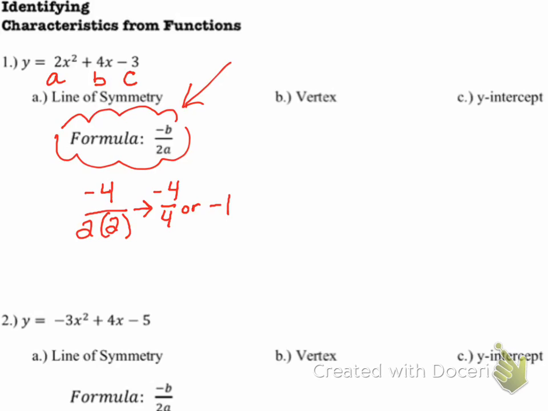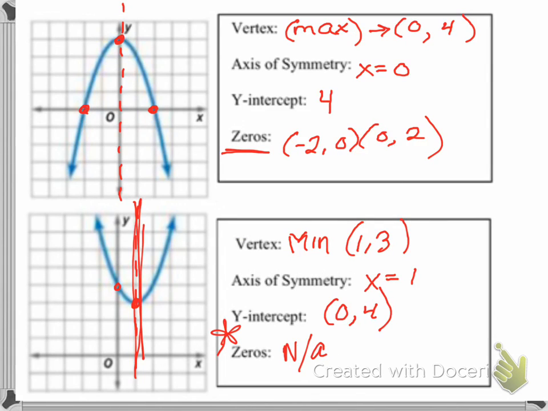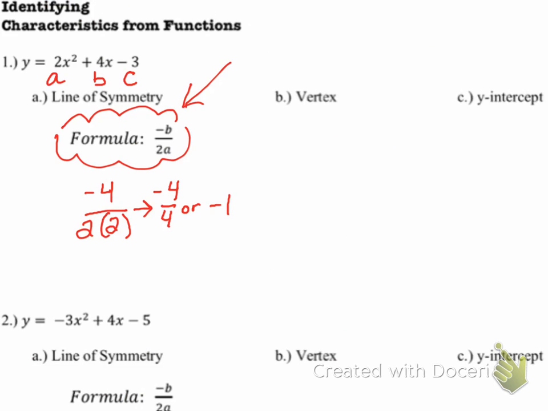Now remember, this is a vertical line. Okay, my vertical lines are always written, if you remember, as x equals. It's a vertical line, so it's x equals negative 1. So there's my line of symmetry.